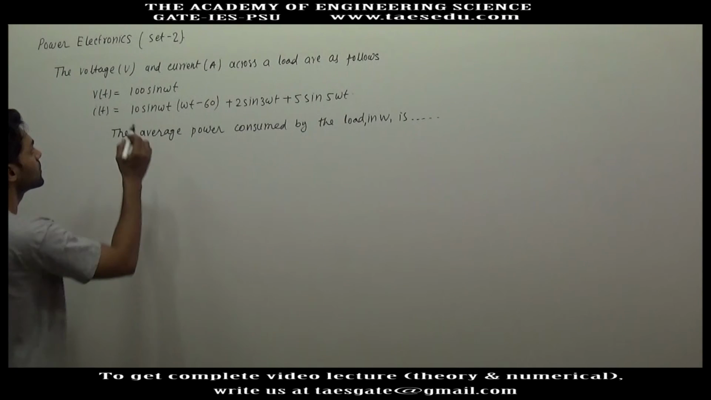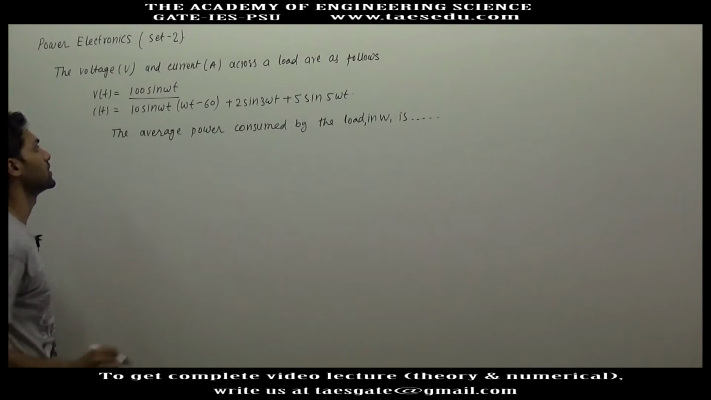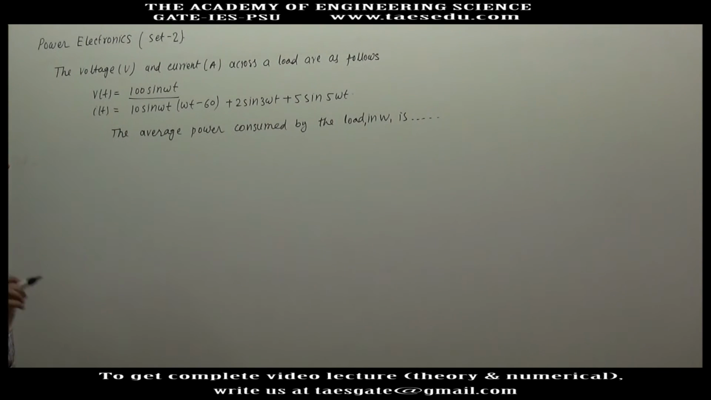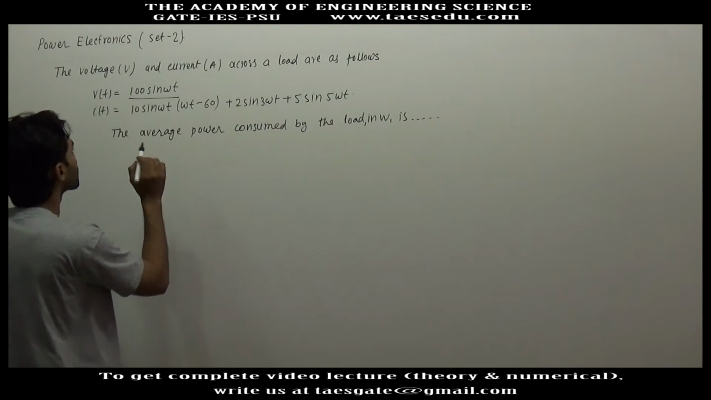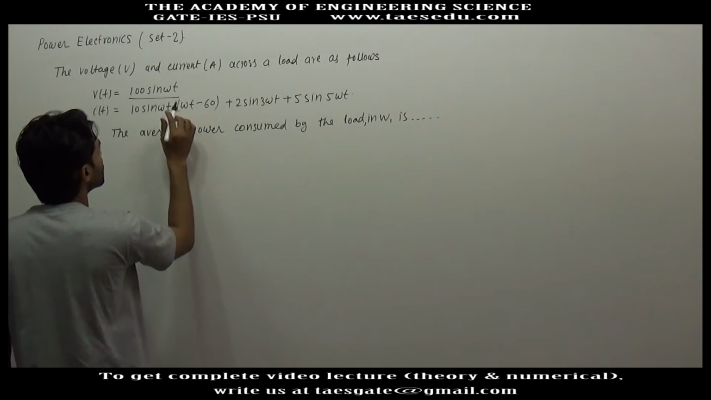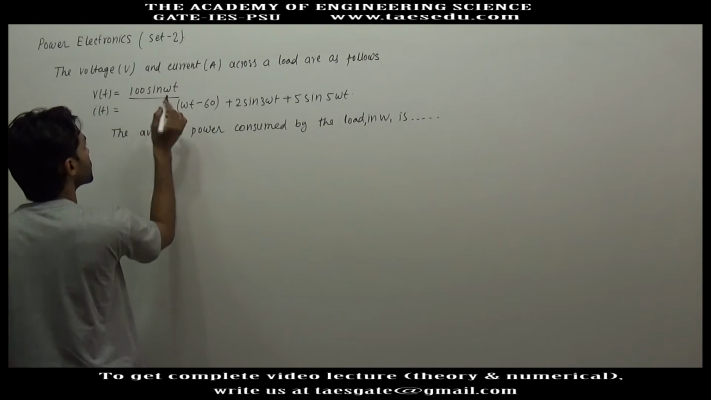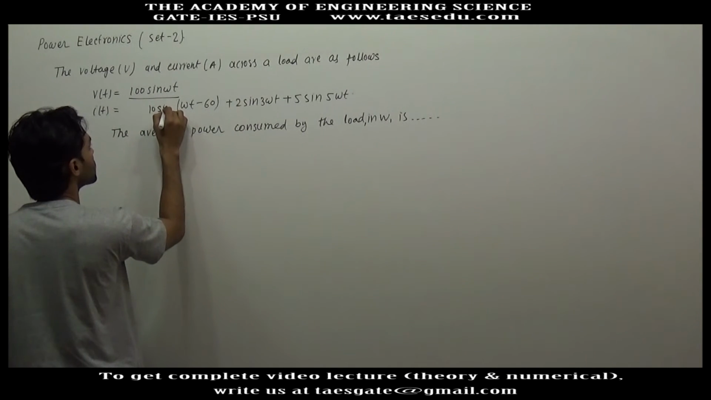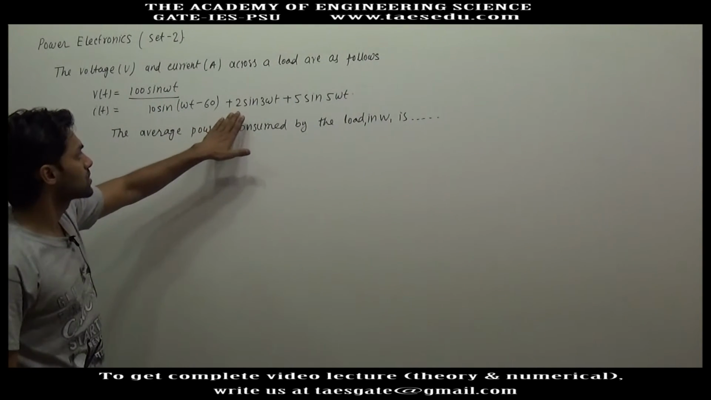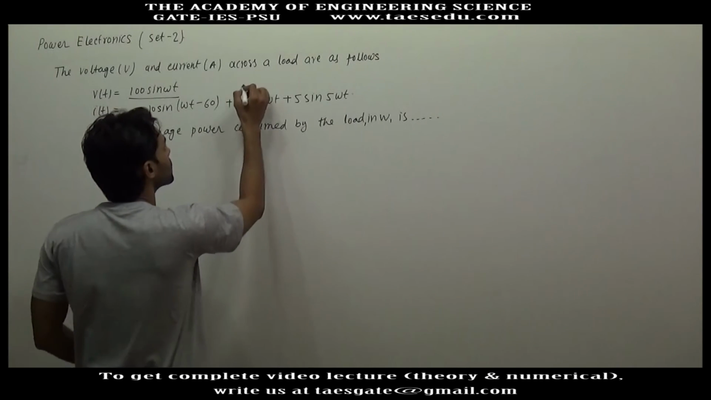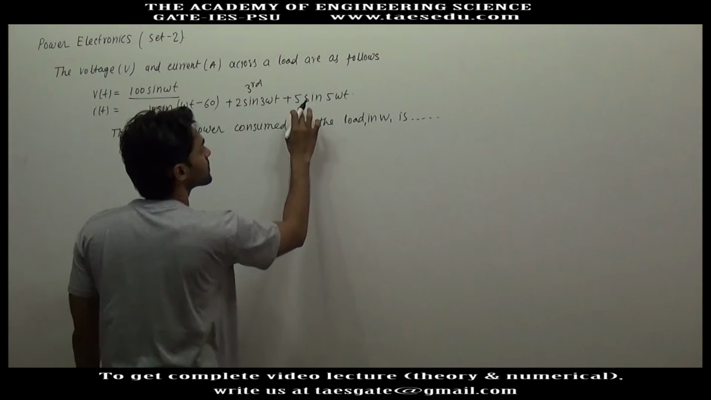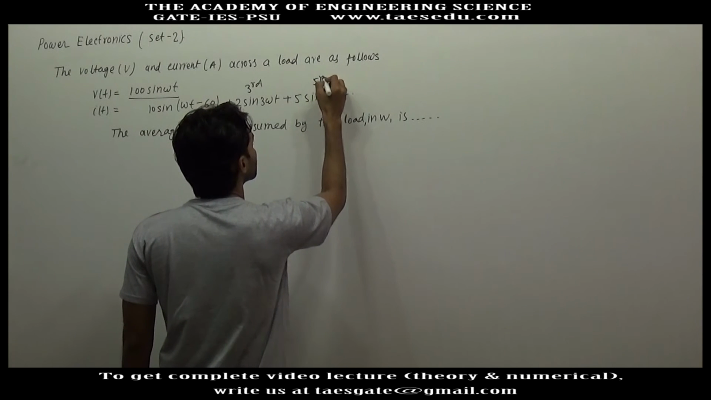Voltage across a load is given as 100 sin omega t, and current through the same load is 10 sin(omega t minus 60 degree) plus 2 sin 3 omega t plus 5 sin 5 omega t. This is the third harmonic and this is the fifth harmonic.